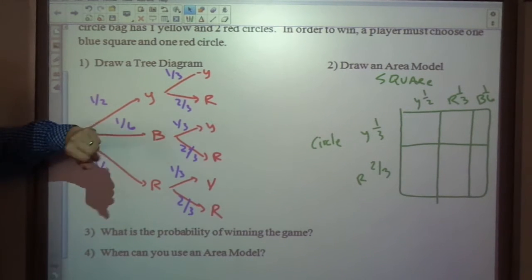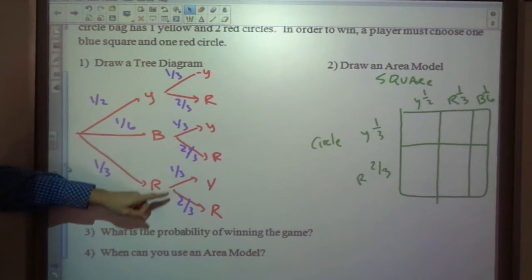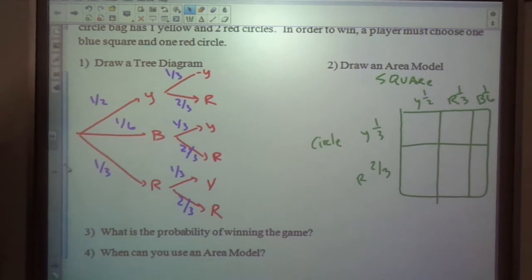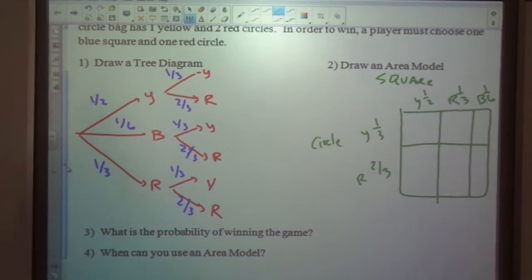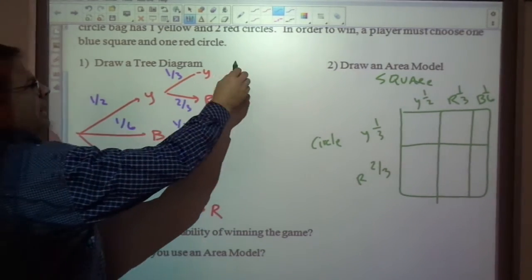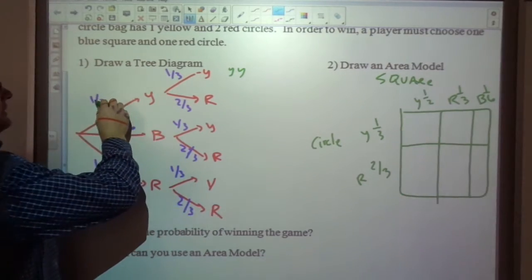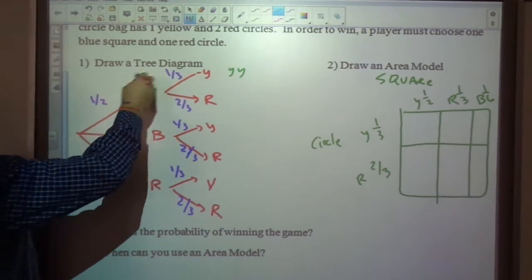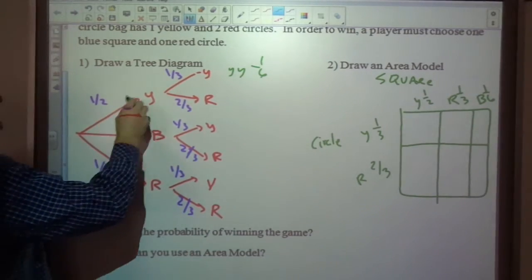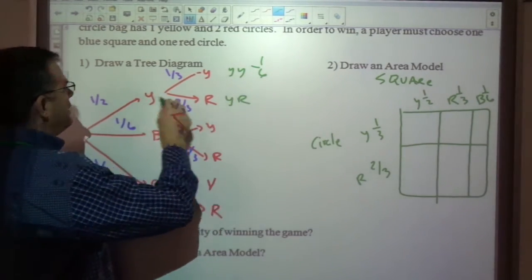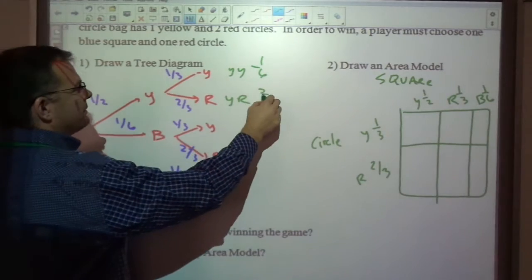And then from there, our circles could either be yellow or red, and so we put the probabilities on there. The last thing you do with a tree diagram is to get the final sample space, which is yellow, yellow. For that possibility, you multiply these together and get 1/6. Another option is yellow and then red, and that would be 2/6.